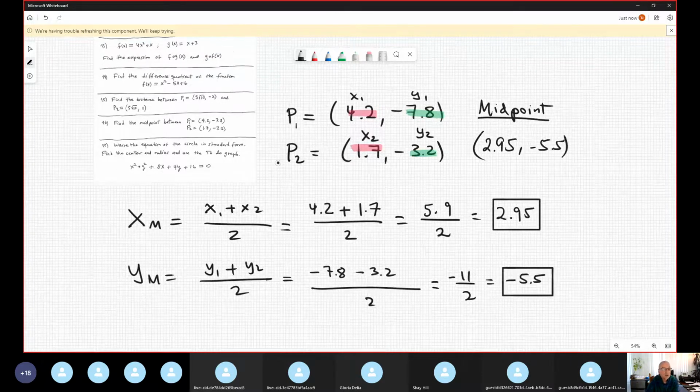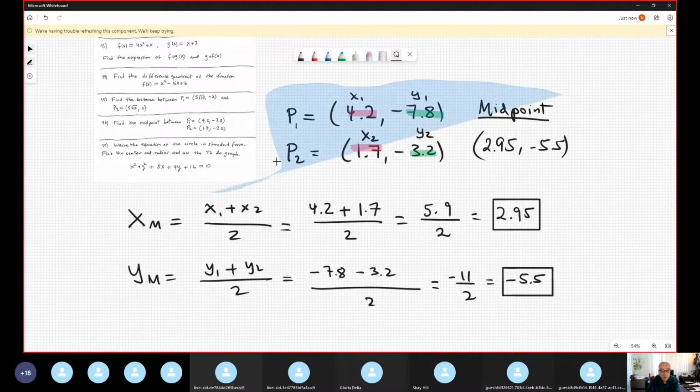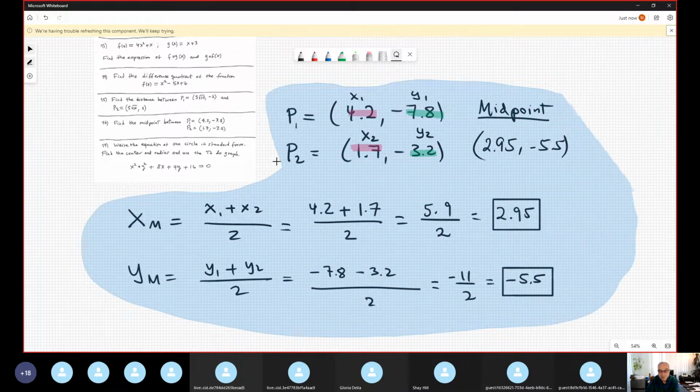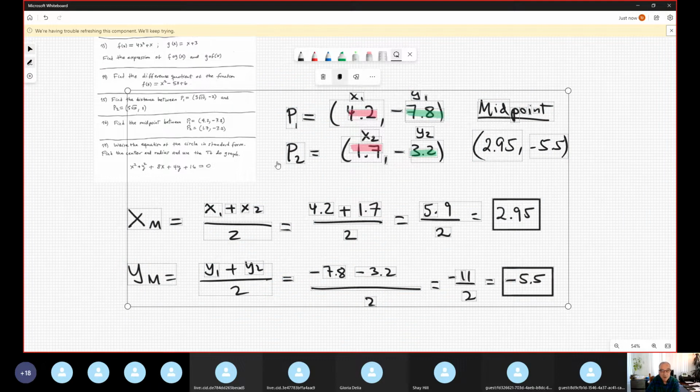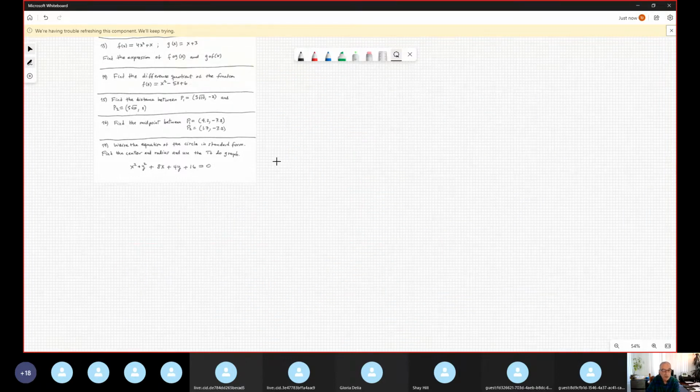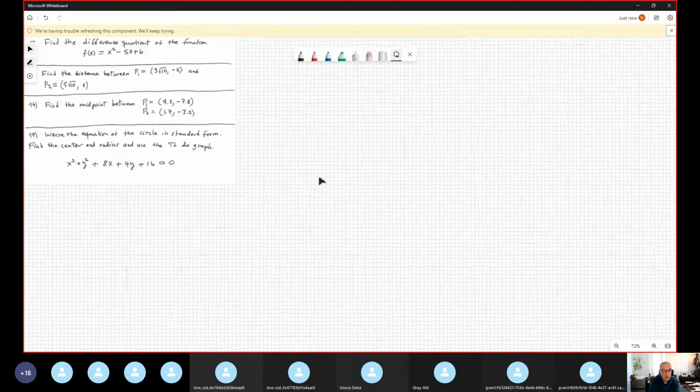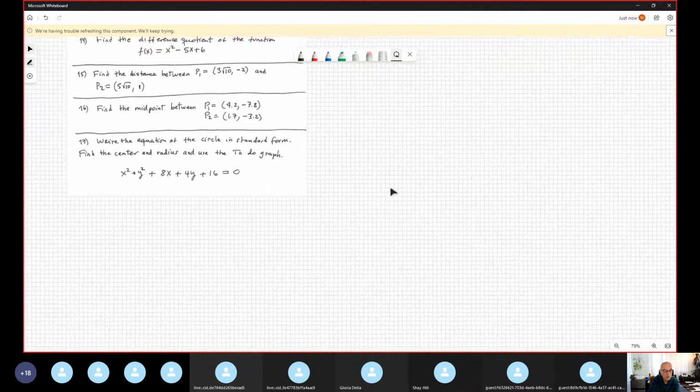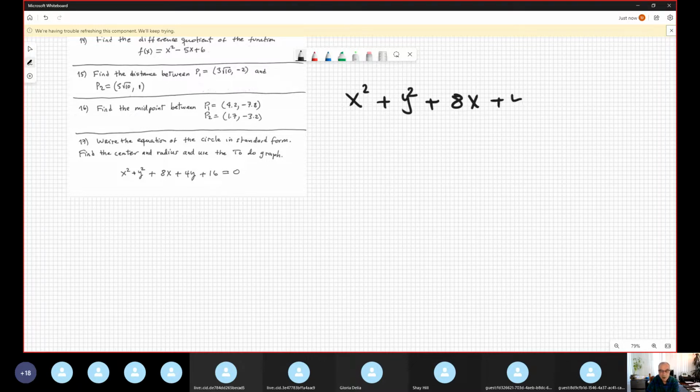Let's move on to 17. 17 can look complicated because it's the circle. It's a circle. Okay. So one equation of the circle is given; let me copy: x squared plus y squared plus 8x plus 4y plus 16 equals 0.